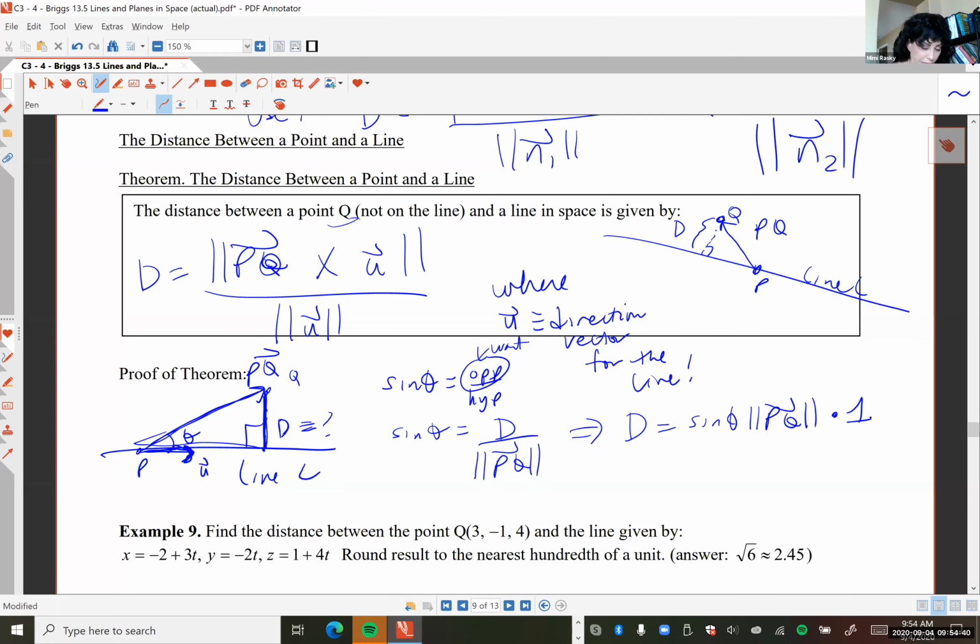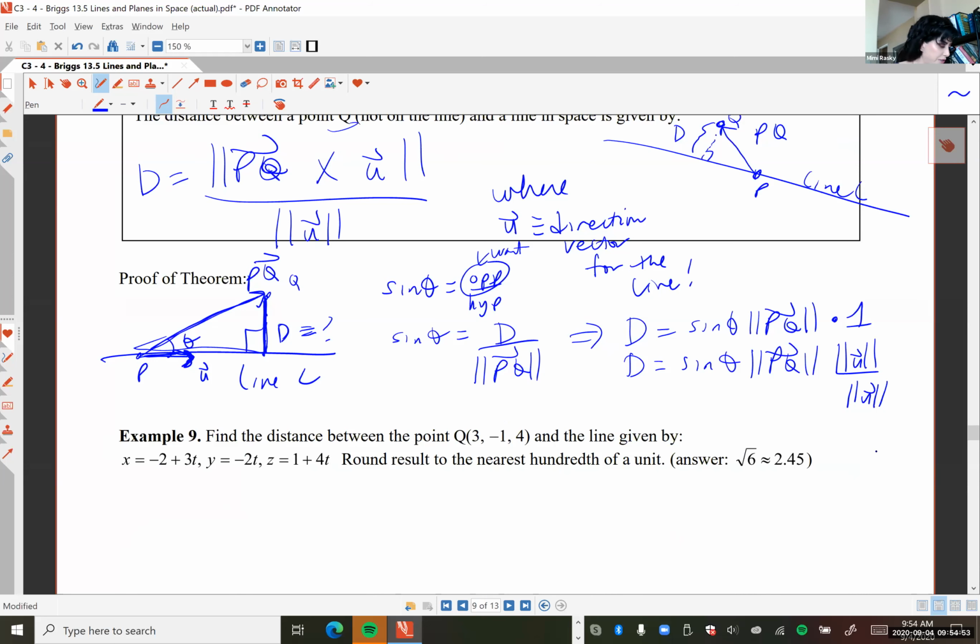You're going to multiply that by a special version of 1. And this is the trick in the proof. I know you're going to go, really? And I'm going to go, yeah. The special version of 1 is going to be the magnitude of this direction vector U over the magnitude of direction vector U. Really? And then from a previous theorem, the sine theta of the product of the magnitudes is the same as the magnitude of the cross product. And that's the end of the proof.